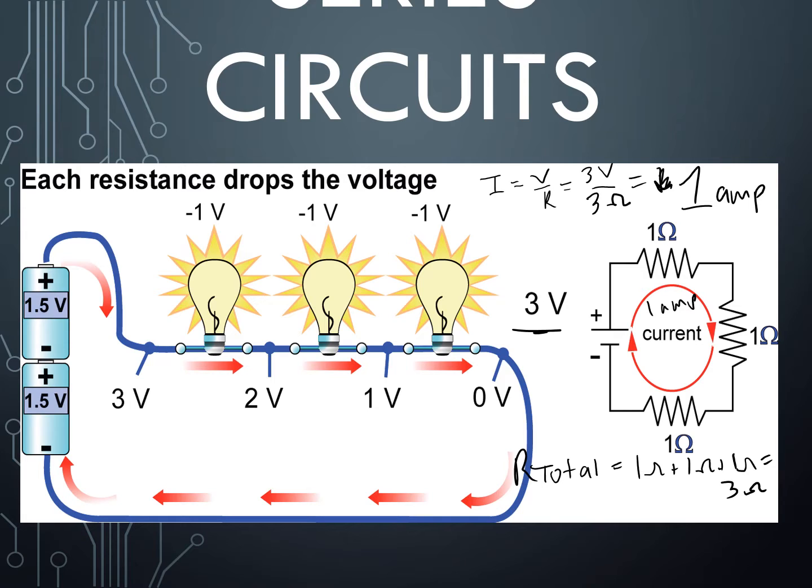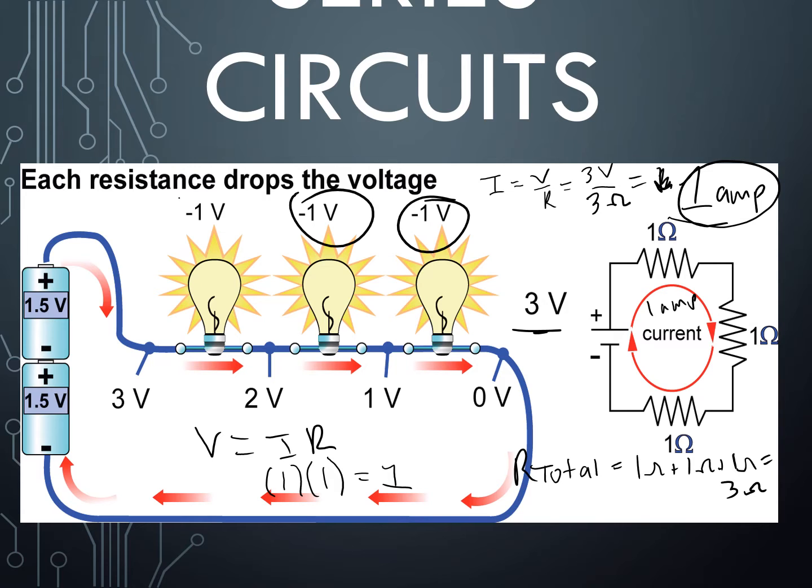So to calculate voltage drop, we use the equation V equals IR. For example, take the current that we have here, 1 amp, and we multiply it by the resistance. Remember we said that each bulb has a resistance of 1. So 1 times 1. So each bulb is going to drop the voltage down by 1. And so we see that right here.